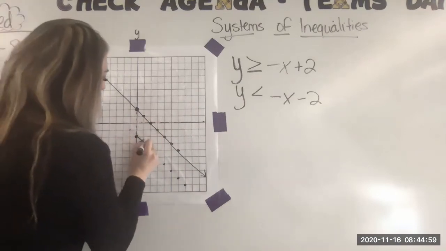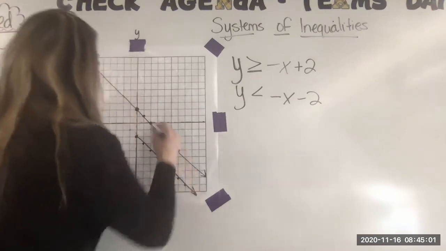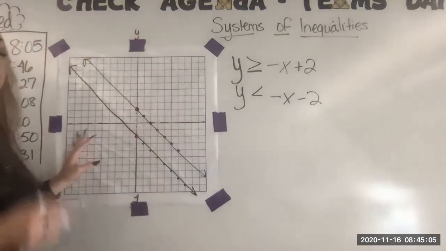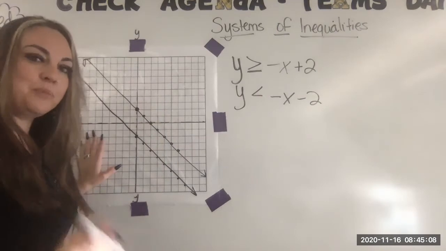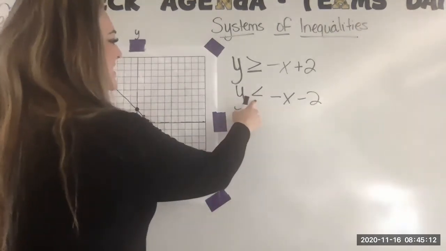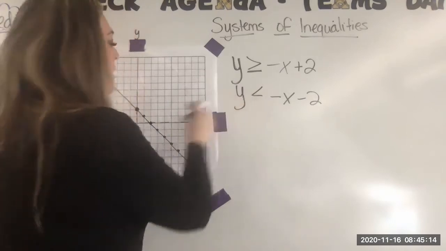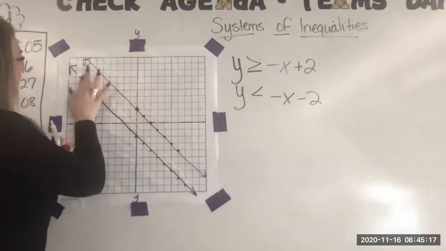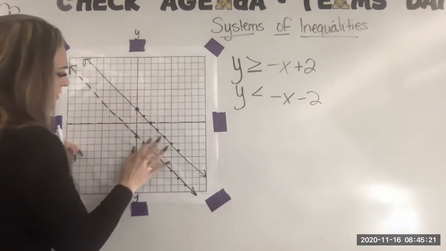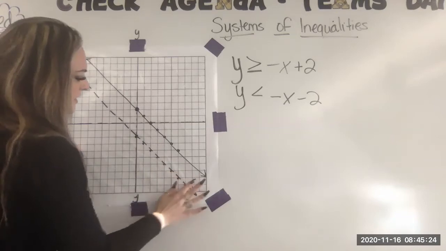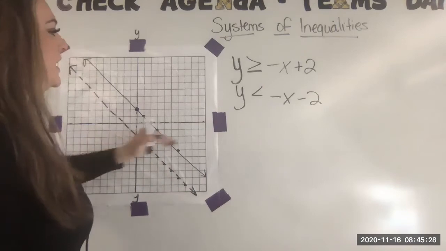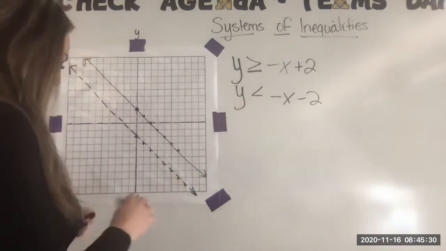So we're going to connect, again, not being perfect in mind, but you should be precise and use a ruler on your paper, okay? Now, this one does not include the solution. So I really don't want a solid line. So I'm just going to create my dashes here to show that it does not include the points on that line. It's actually less than them, okay?